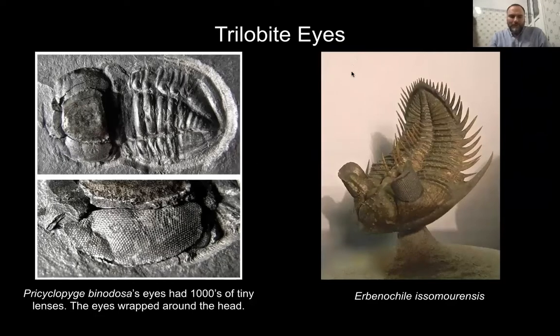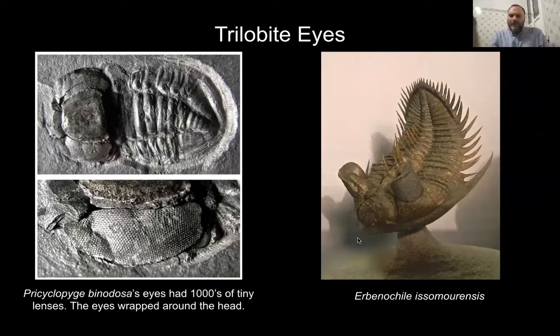So a couple more examples here. The one on the left had thousands of tiny lenses, quite a lot, and they wrapped around. So rather than being a single eye, there were two eyes that had merged into a single giant eye with a bunch of tiny lenses, which is pretty unusual.